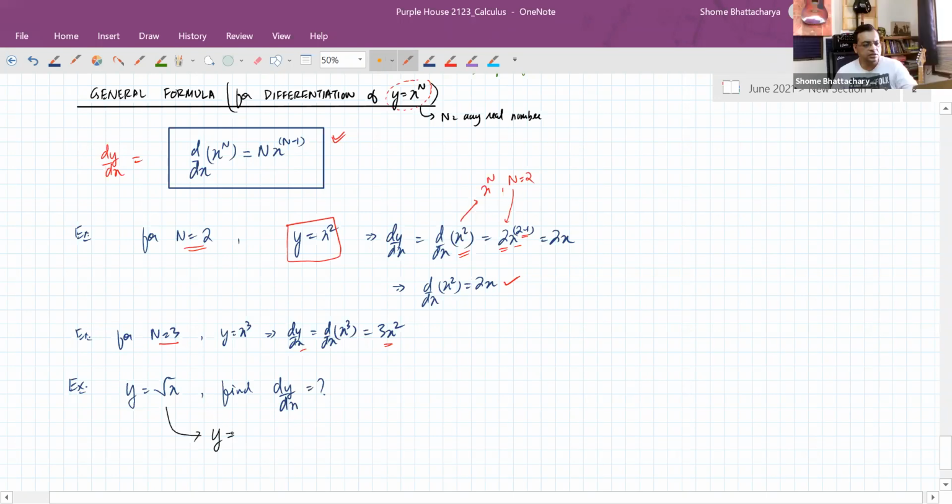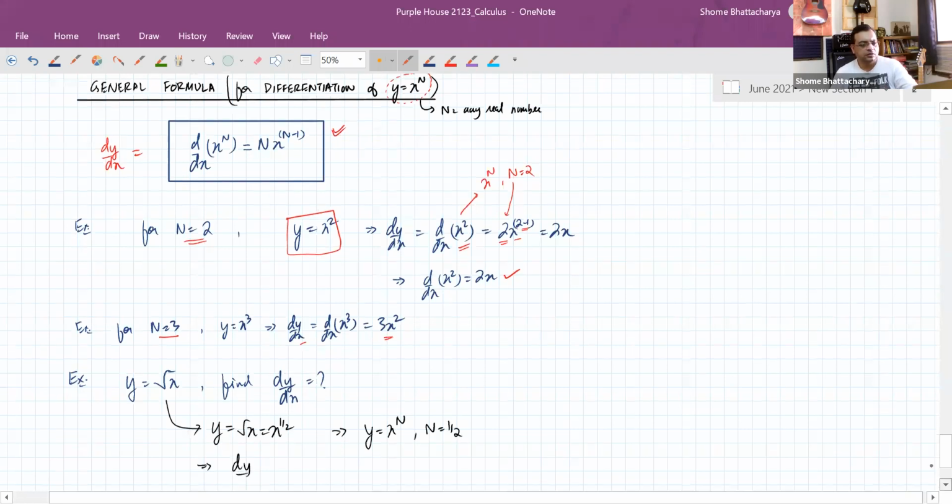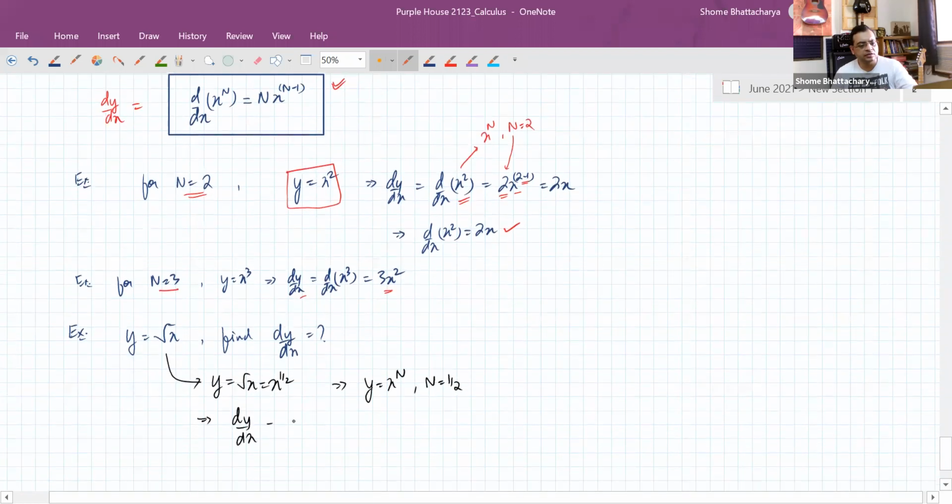So now in this case, square root of x means I can also write it as x to the power half. So y is equal to x to the power n, with n's value specifically becoming half. So differentiation of y with respect to x, I will now express as differentiation of x to the power half. That will be n into x to the power n minus 1. So that will become 1 by 2 x to the power minus half, which I can also simplify and write as this, or I can write it as this.